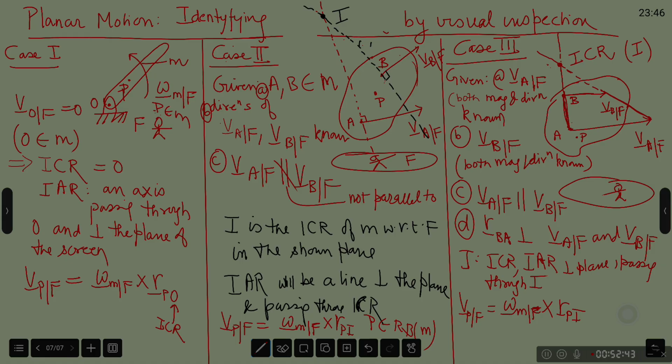In each of these cases, what I am suggesting as the step or the procedure to locate ICR is supported by mathematics. We can prove each one of these propositions. However, those proofs I am not including in this lecture.